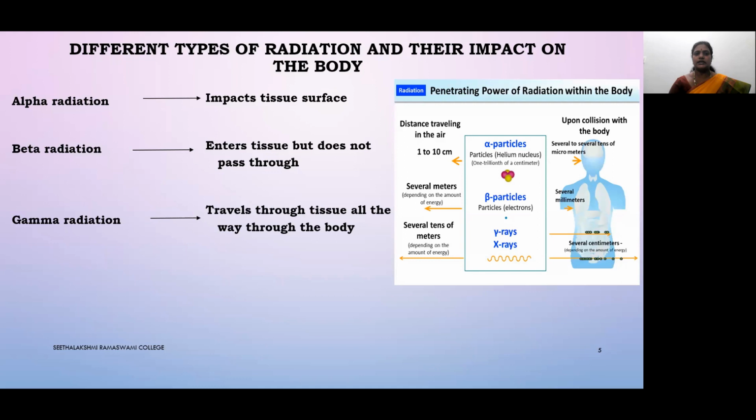Now let us see different types of radiation and their impact on the body. Alpha radiation impacts the tissue surface, beta radiation enters tissue but does not pass through it, whereas gamma radiation travels through tissue all the way through the body.